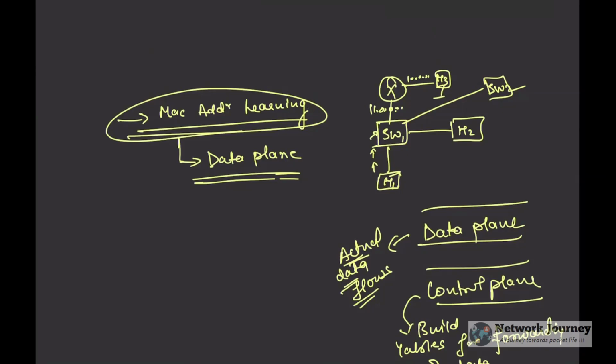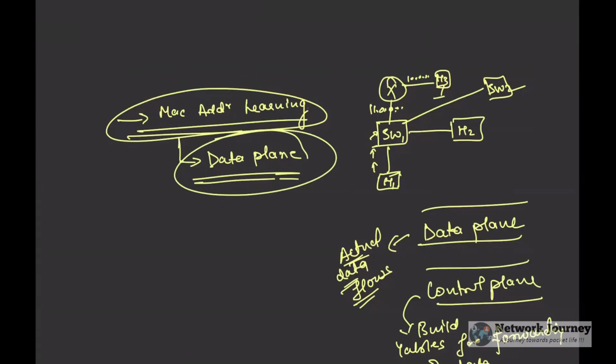Your MAC address is learned when the packet comes from your host to the switch, right? Only then is the switch able to learn it. There is no protocol to learn the MAC address beforehand. Normally we use protocols to learn the IPs, to provide the routes and build the routing table. So MAC learning basically happens in the data plane.